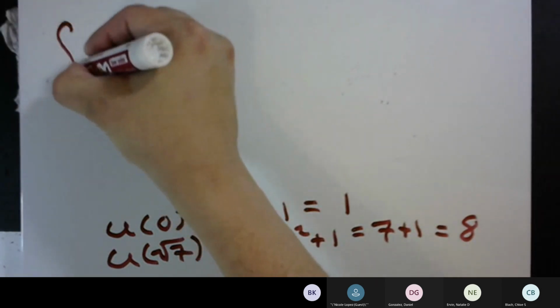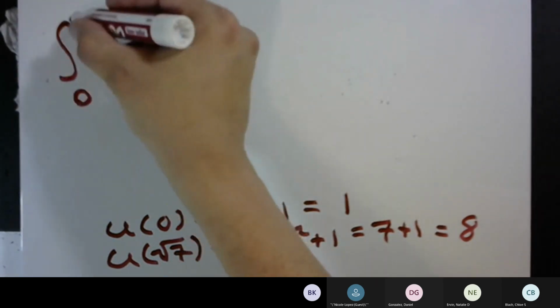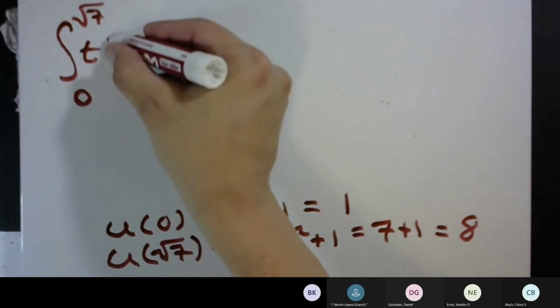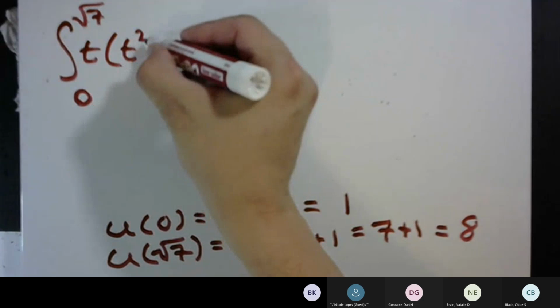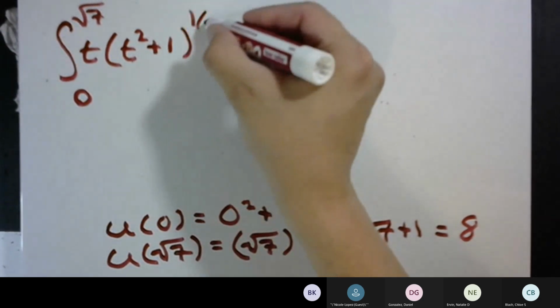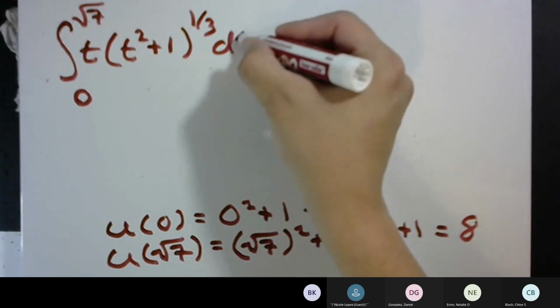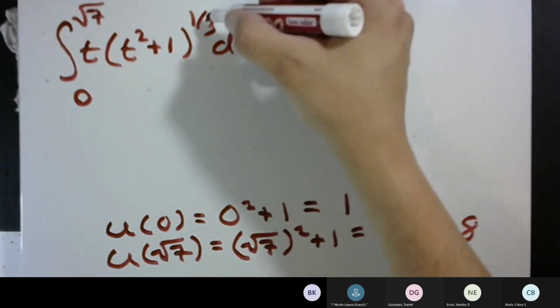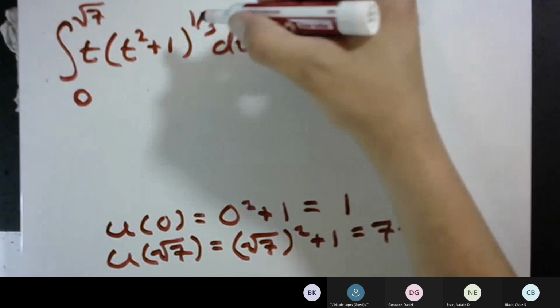So this means our integral from 0 to square root of 7 of t times (t squared plus 1) to the 1/3 dt. And there should have been a 1/3 up there. If I forgot to put it in earlier, I apologize. I have a 1/3 up here.